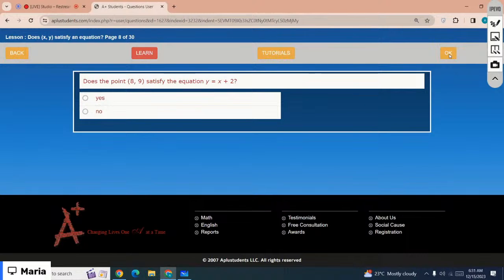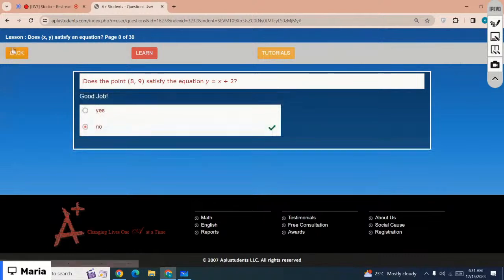The correct option is no. The point does not satisfy the equation, so the correct option is no. Okay, you can complete the lesson by yourself later today.